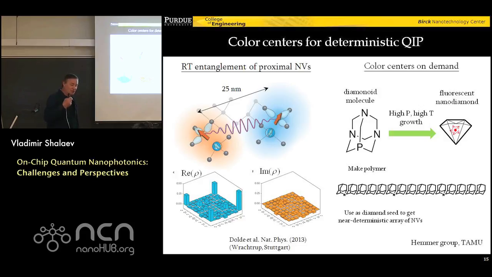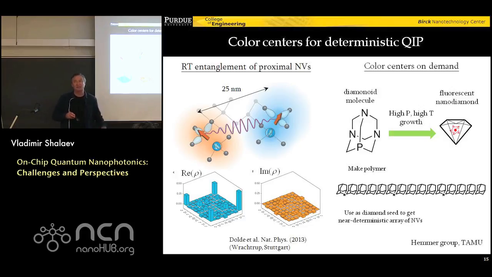I mentioned that people started to look at a more intelligent way to develop color centers in diamond with the required properties. Phil Hemmer from Texas A&M University is one of the leading figures in that effort. By the way, to the best of my knowledge, Phil Hemmer was the one who brought attention to the fact that diamond could be a very good material for quantum applications a while ago. What he is suggesting is to use something like a diamondoid molecule, and by using high pressure, high temperature growth, create fluorescent nanodiamonds with the required properties. So you build up your color center, and then you could place them in an array by using, for example, some kind of polymer. In this case you use a diamond seed to get a near deterministic array of nitrogen vacancies. This is by far a more intelligent way, but the work is still in progress.